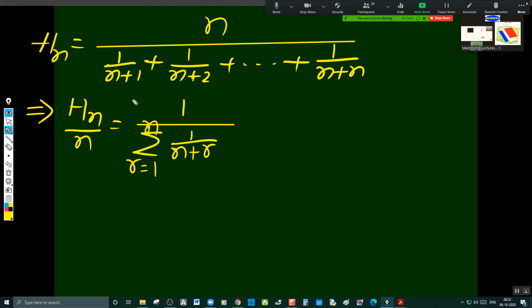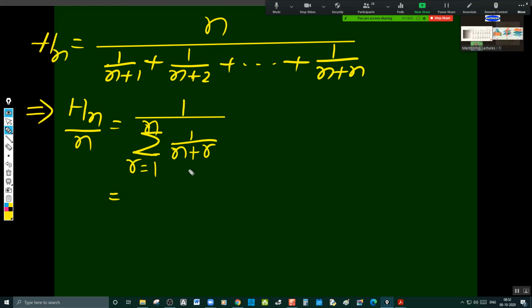Just check it out, please. Just check out what I wrote. Just see what is given and check what I wrote. I wrote the denominator as summation 1 upon n plus r, r runs from 1 to n.